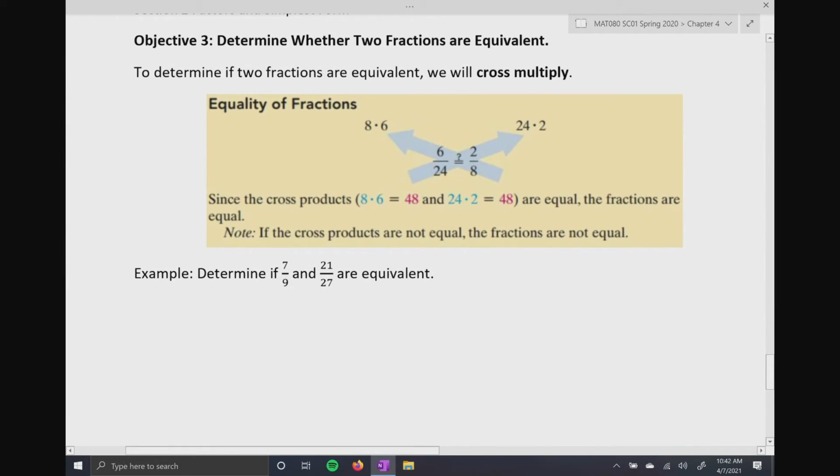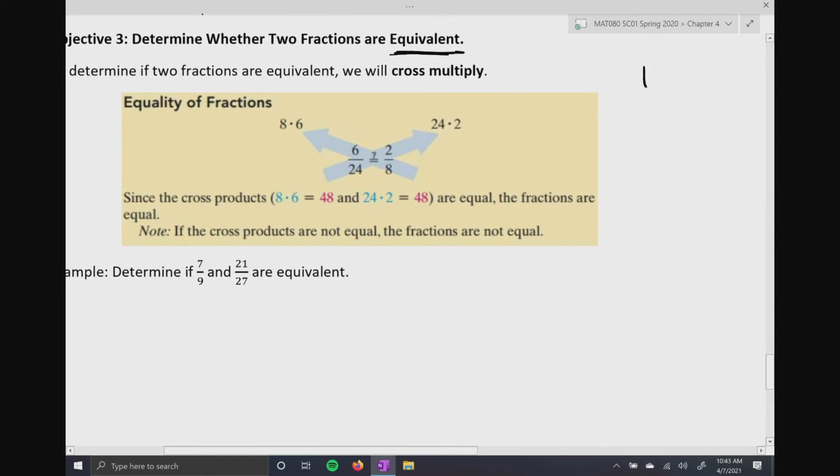So now we're going to determine whether two fractions are equivalent. And that's a key word there, equivalent. What I'm asking is, if I give you two fractions, how do I know they're equal? I think the easiest example is this: 1/2 and 5 over 10. Are they equal? Yes or no? No. Are you sure? Yeah, they are.